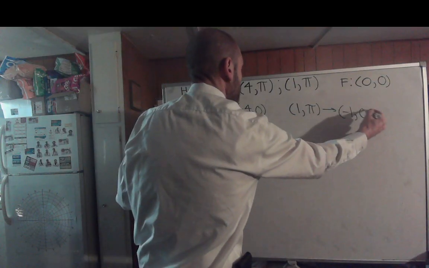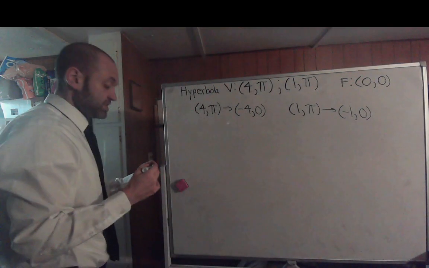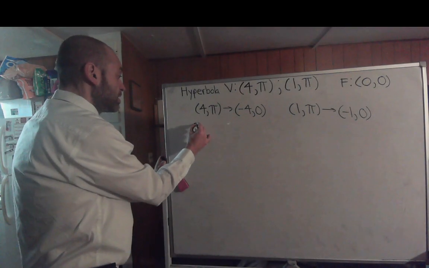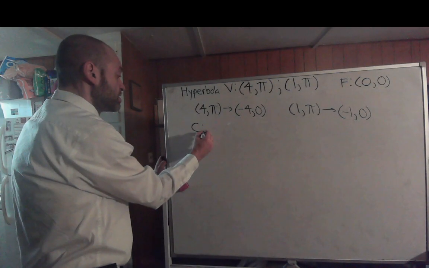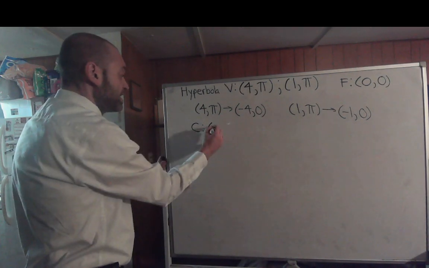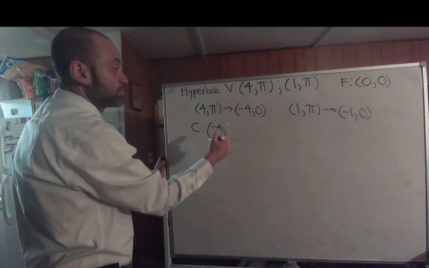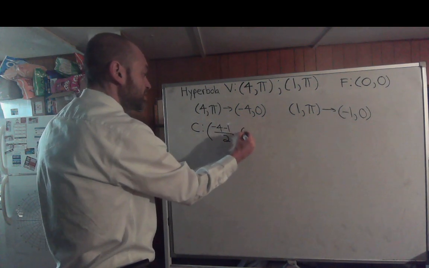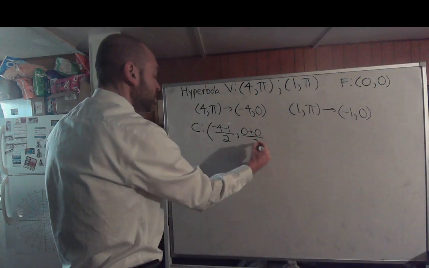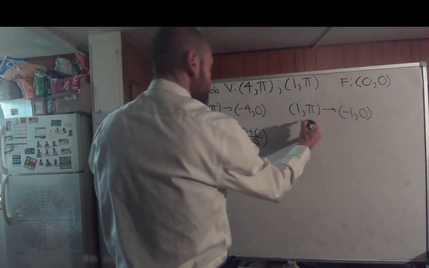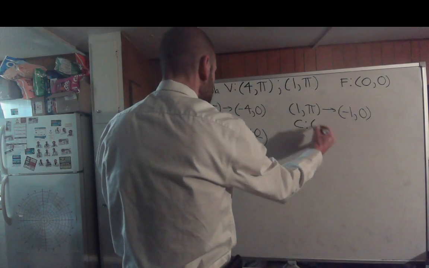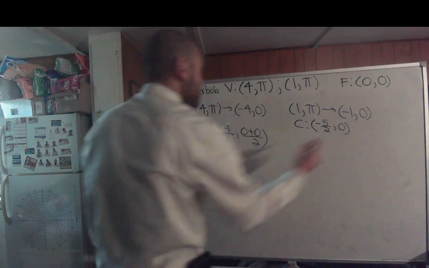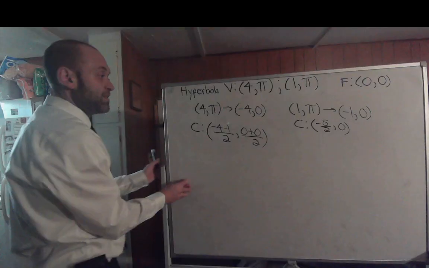Alright, I think we have a good grasp on those vertices. Now, the center. So we got the center then. That'll be our x2 of negative 4 plus our x1 of negative 1. So negative 4 minus 1 over 2, and then 0 plus 0 over 2. That means your center would have to be at negative 5/2, 0. Alright, so we have a center at negative 5/2, 0.